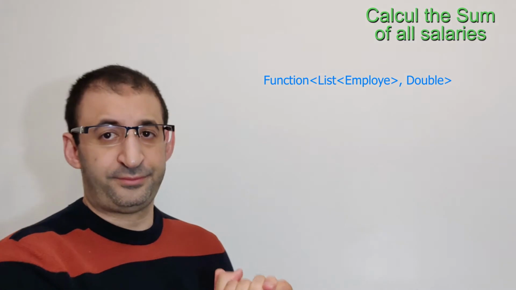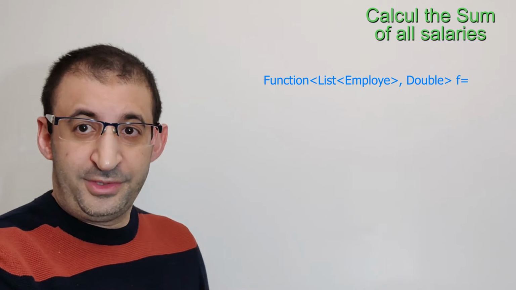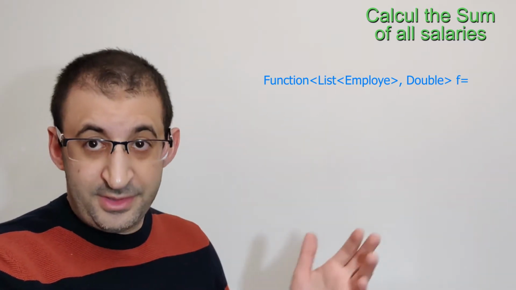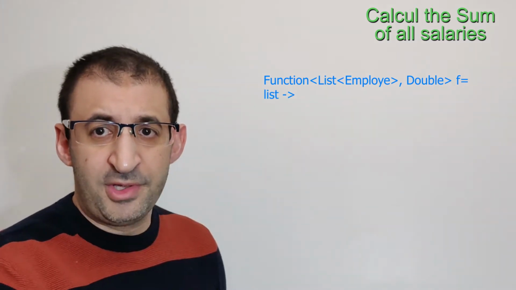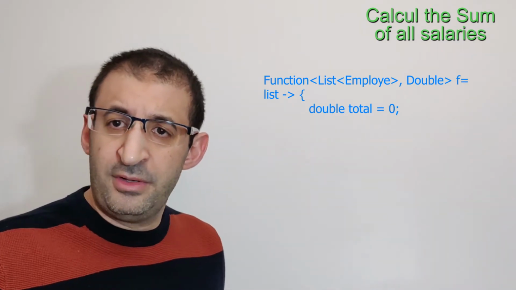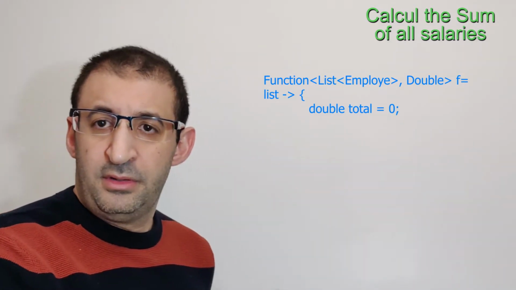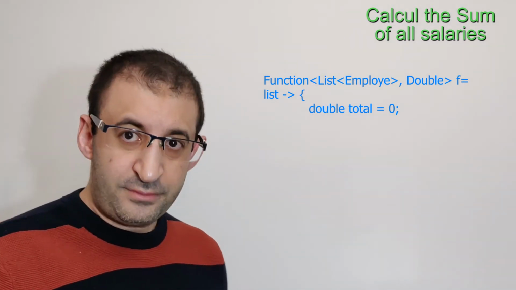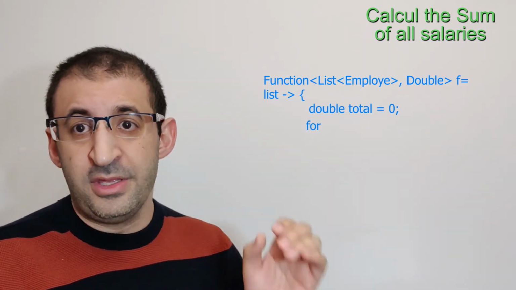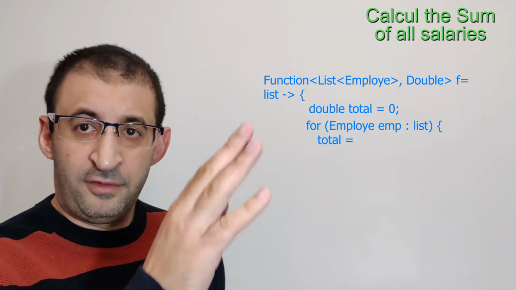F equals. Here I will give it the input, the list, simple arrow. I will open curly braces and I will initialize a variable, double totalSalaries equals 0. It starts from 0. And I will make a for loop for Employee e in my list.